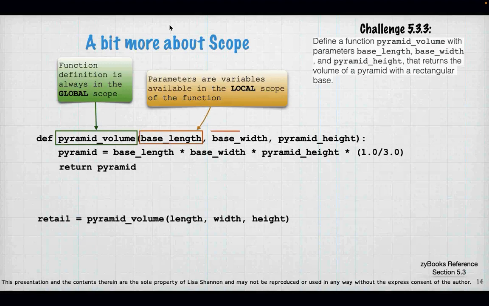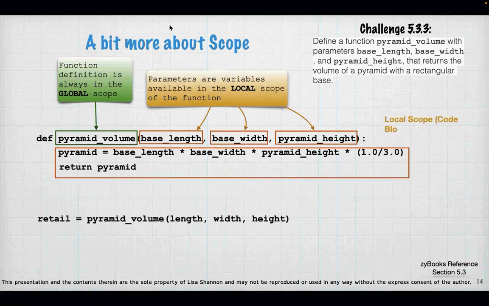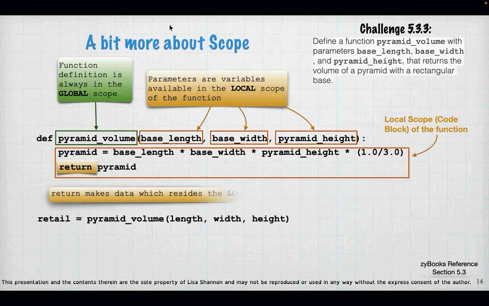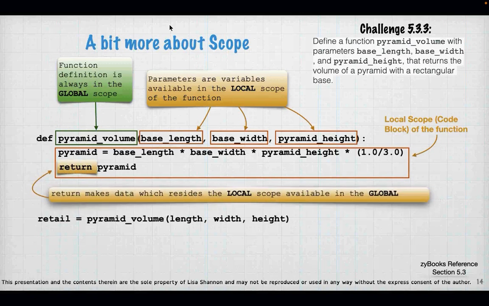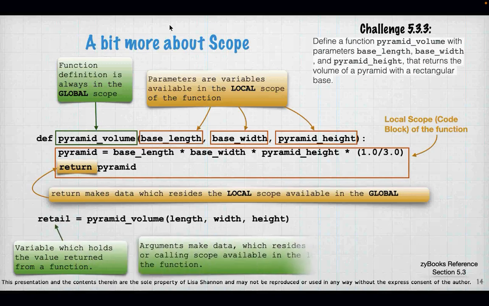So this is actually all of the stuff that I just said about local and global scopes for the function. We'll just let this one run through and then go on to the next one. Because return makes the data available to the local scope. We've got the value of the return.